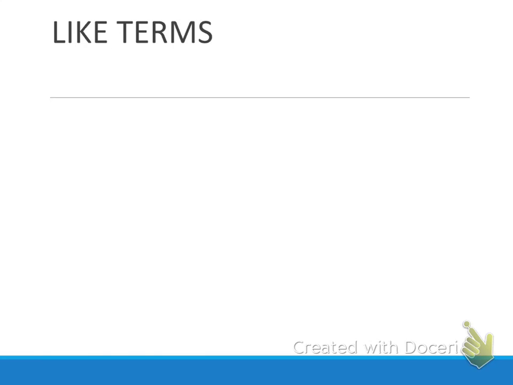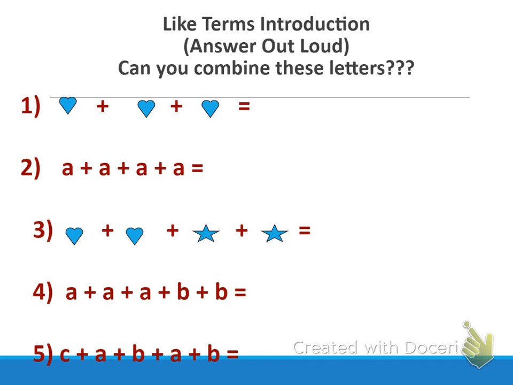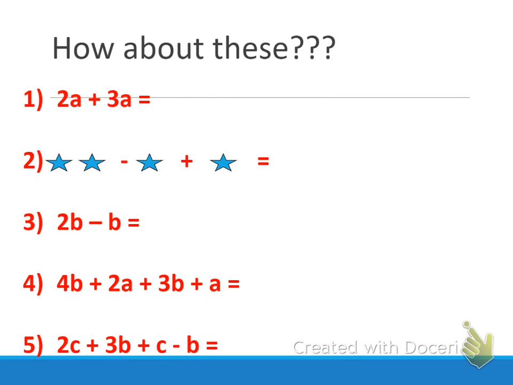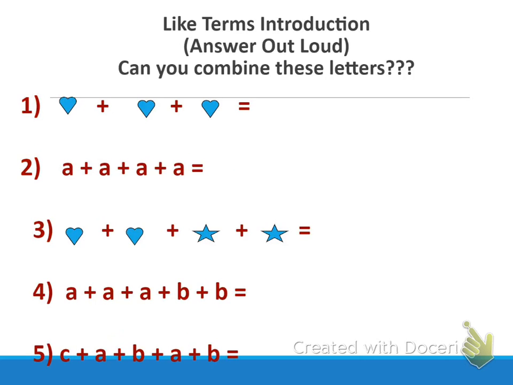So this is 3 hearts. Okay, look at number 2. And we have A plus A plus A plus A. What is that? 4A. Look at the next one. We have heart plus star plus star. So we have 2 heart plus 2 star. Don't forget the plus in between. Okay? How about the next one?